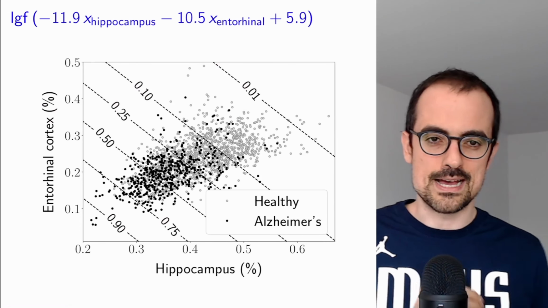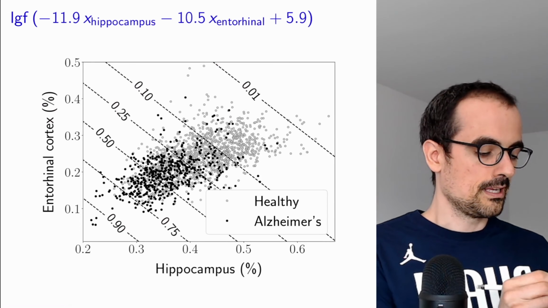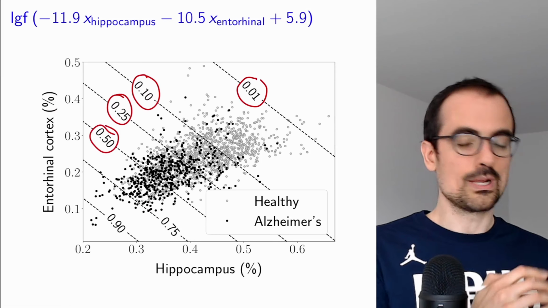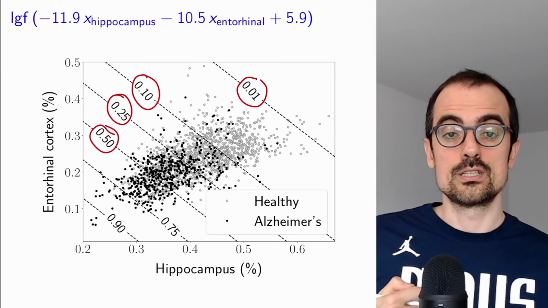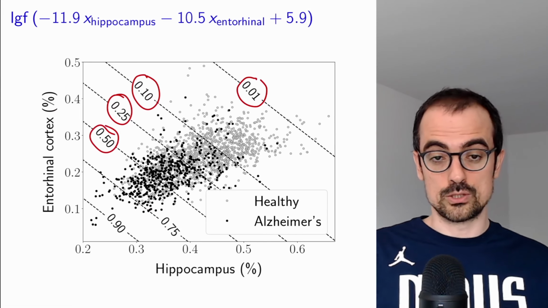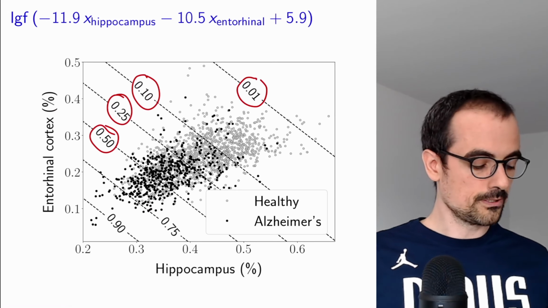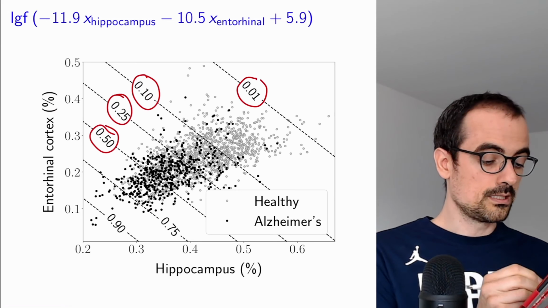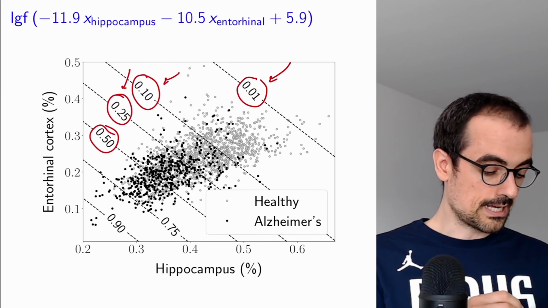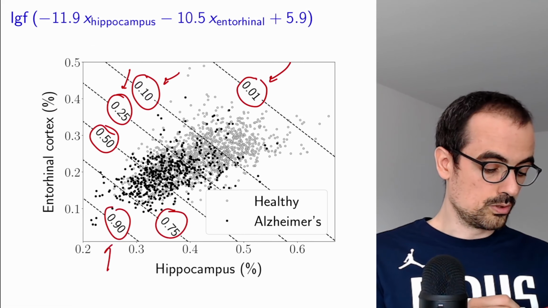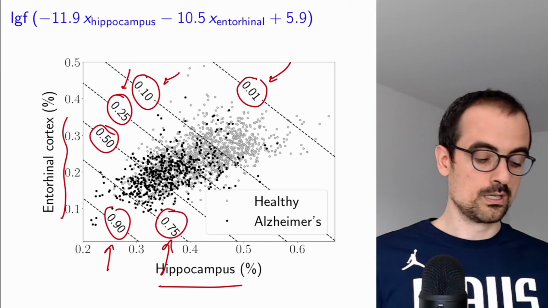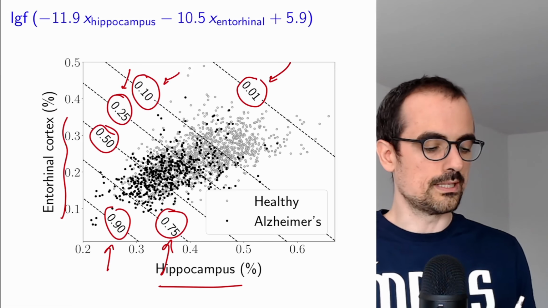This is maybe a better way to visualize this. Here, these are contour lines of the estimated probabilities, and realize that they're linear because they're based on a linear function of the two features that is then plugged into the logistic function. We can see that indeed it assigns low probabilities to healthy patients and high probabilities to Alzheimer's patients when the two volumes are smaller. So it does what it should do.